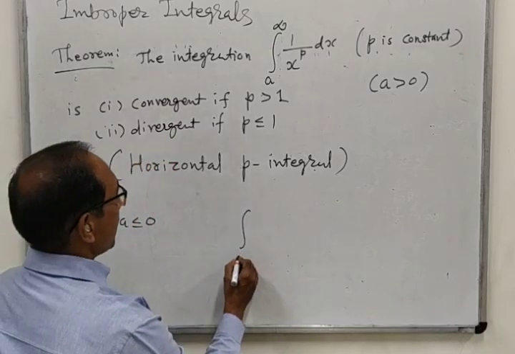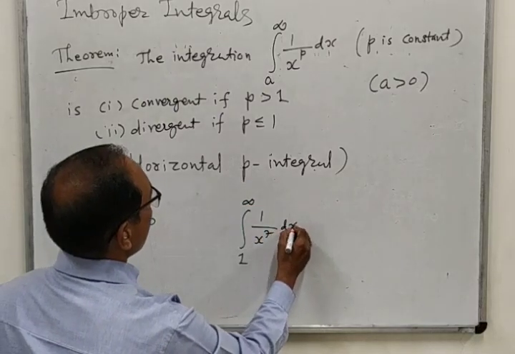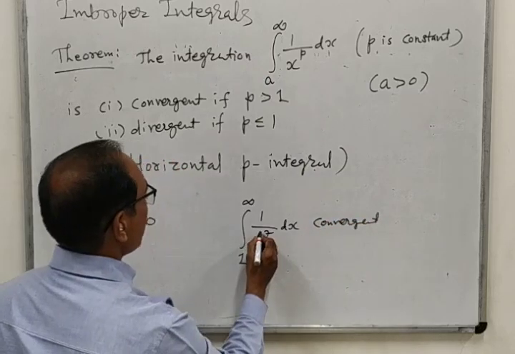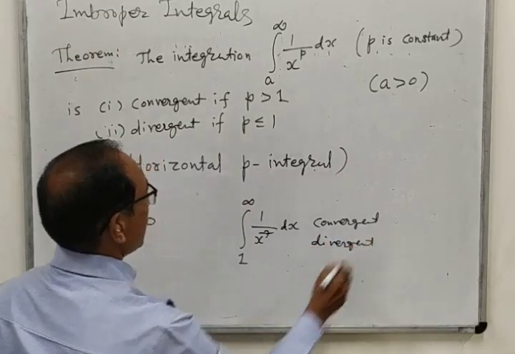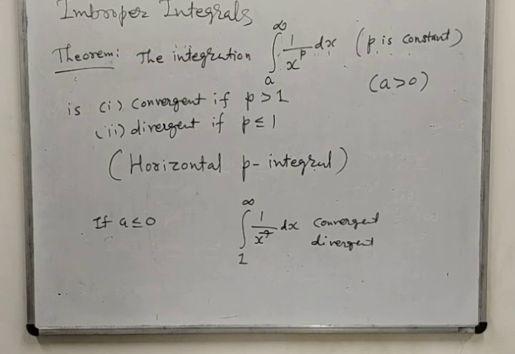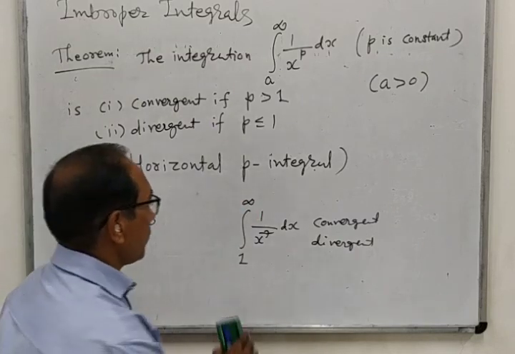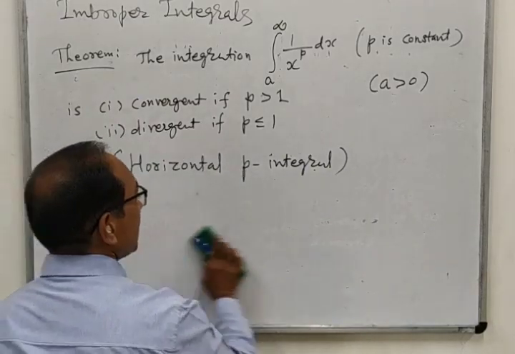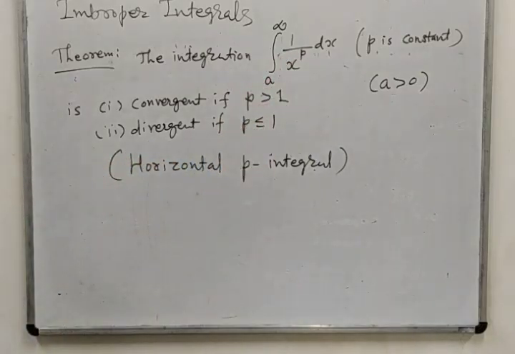That means if we have the integral from 1 to infinity of 1 upon x raised to 7 dx, we say it is convergent. If we write minus 7 here, it is divergent. That means there is no need to know the value of this integration. We can say directly it is convergent or divergent. And if it is convergent, then we can find the value of the integration by using any method.